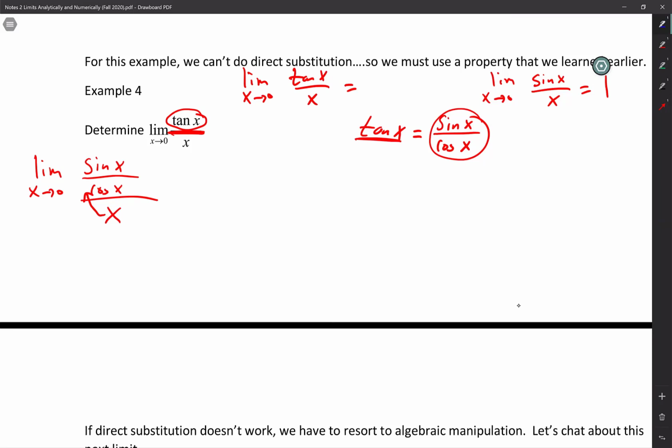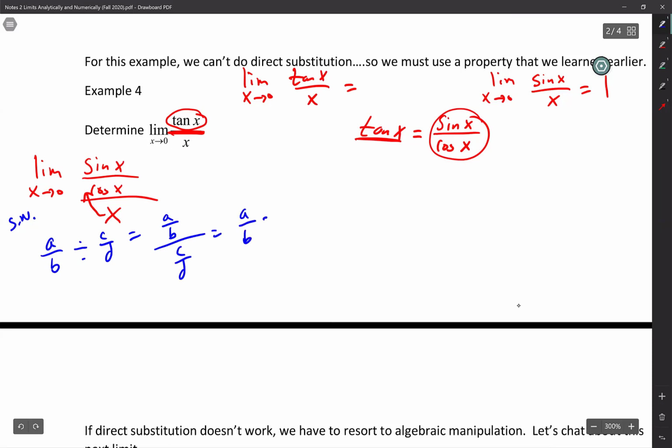Okay, so you're dividing by x. I think so. Yeah, you can, guys. Side note: let's say I have a fraction A over B and I'm dividing by C over D. That's the same thing as A over B times D over C, which is AD over BC.